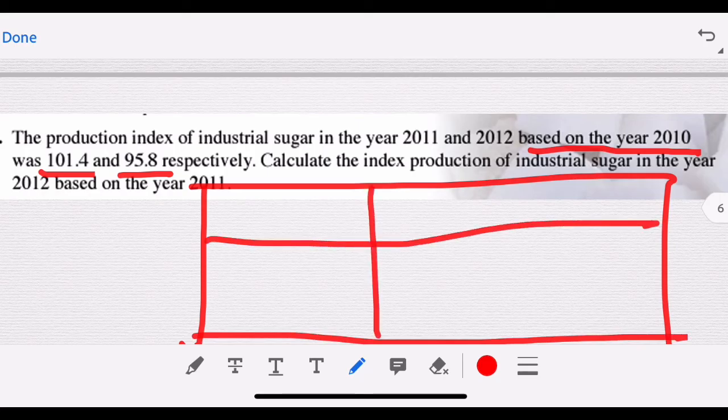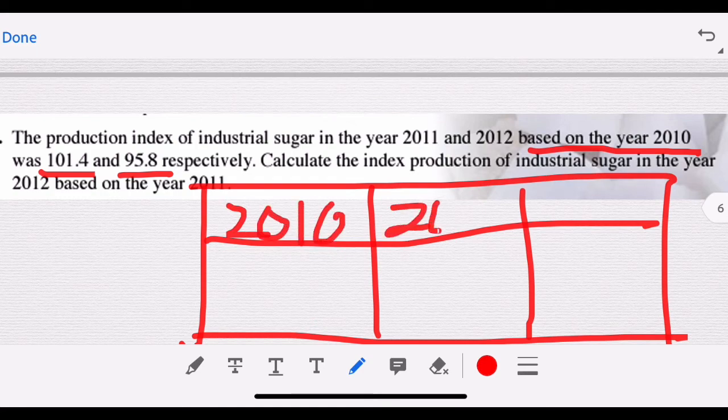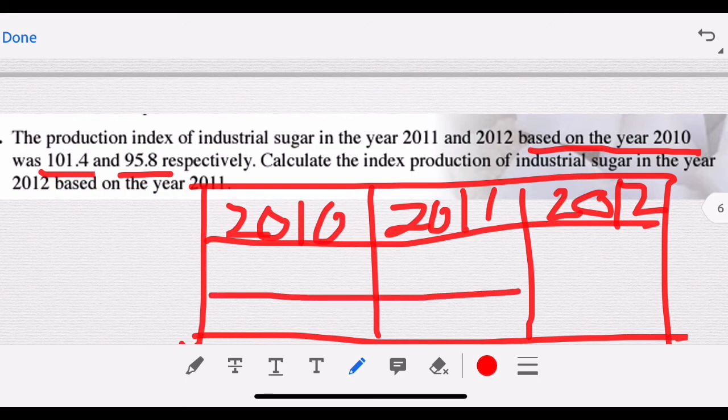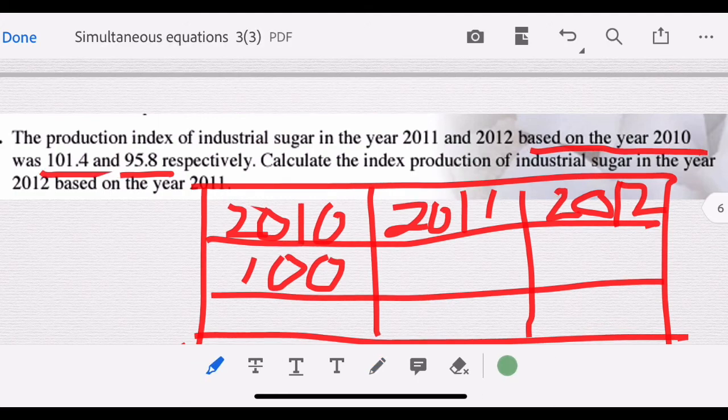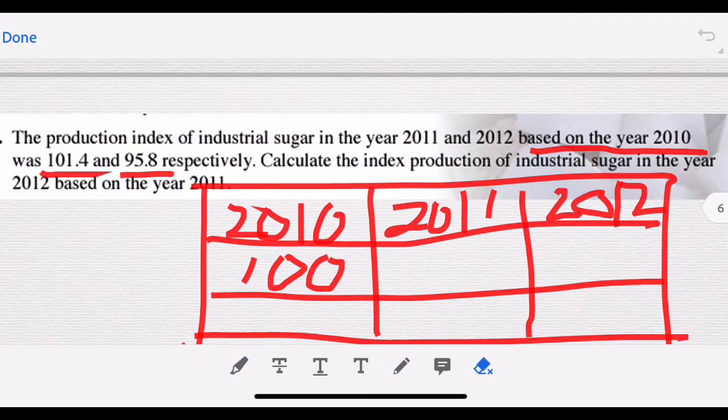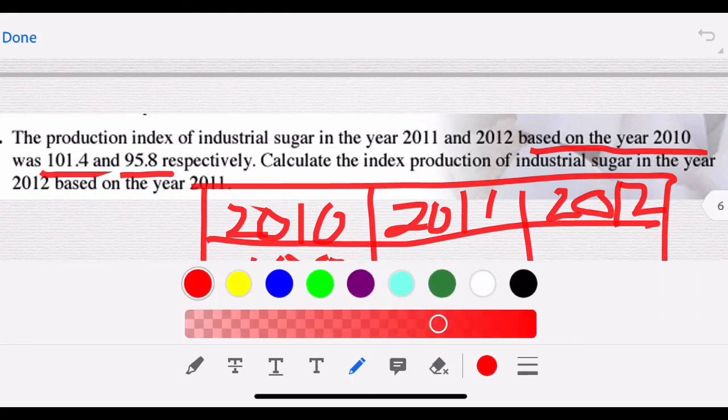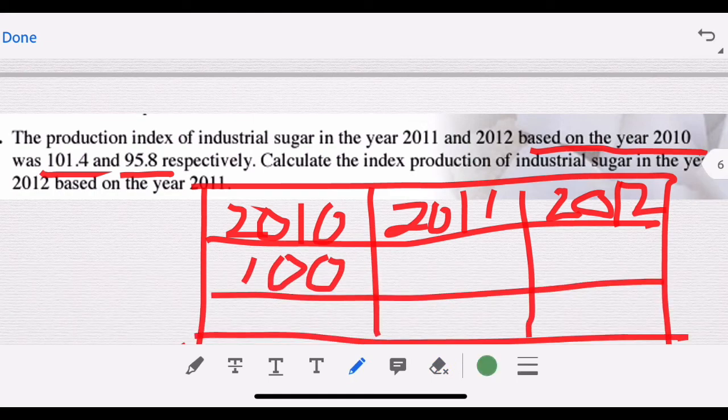This is 3 years, right? So which one is the base year? 2010, 2011, 2012, right? Okay. So we are going to write the 100, right? As I mentioned to you, 2010 is the base year. So now I'm going to plug in the 2011 and 2012. So now let me use the green color for 2011.